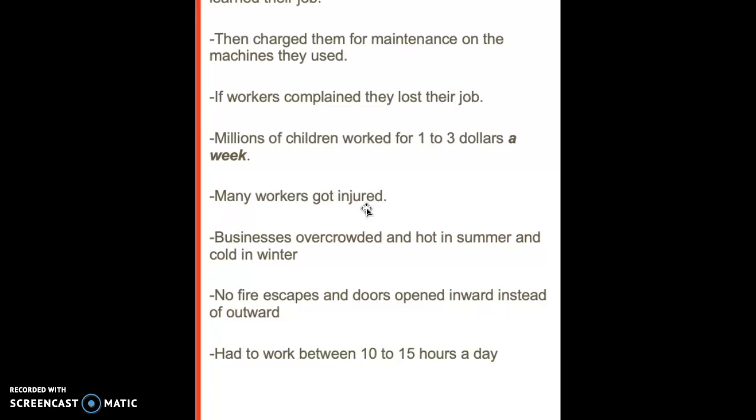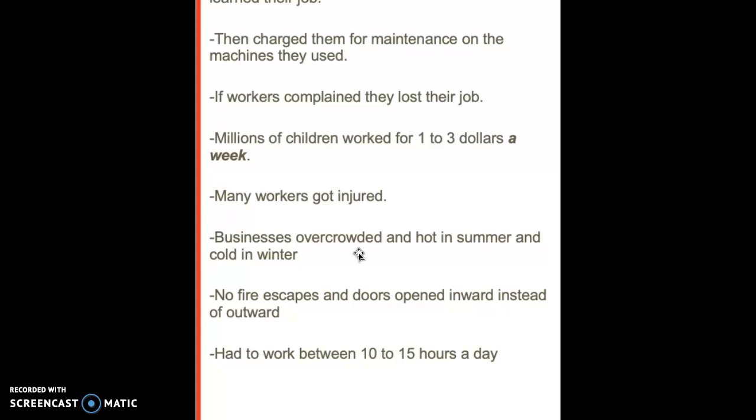If you had to go see a doctor, you paid for them out of your pocket. And if your injury was so severe that you couldn't work anymore, they'd fire you. So essentially you get injured at work and you either brave it out and get through it, or you could lose your job too. Businesses were overcrowded because if they had to buy more space, it would cost them more money. And so oftentimes business owners would shove as many workers as they could in a spot to get work done. It was hot in the summer and cold in the winter.